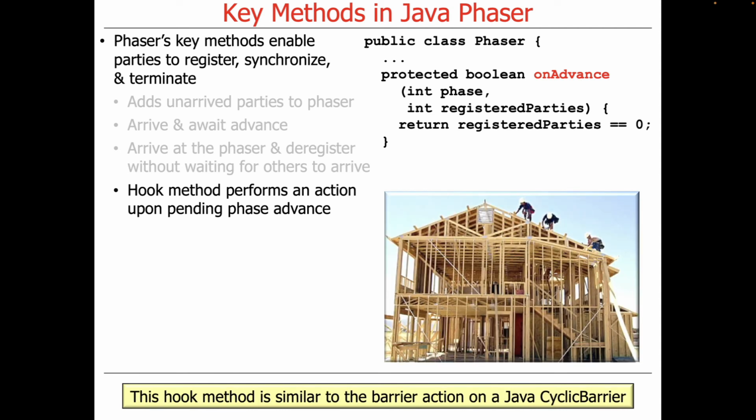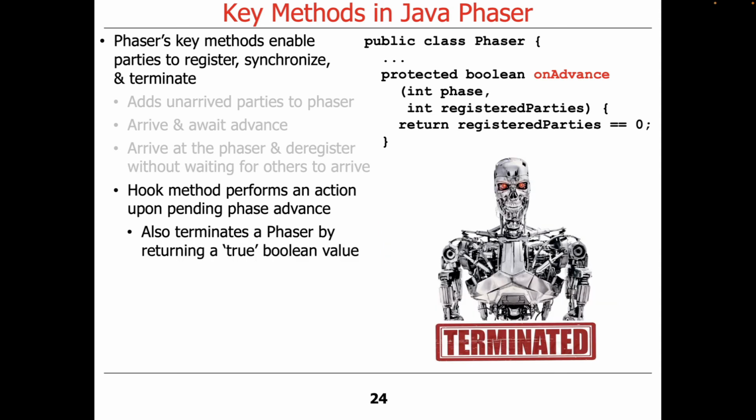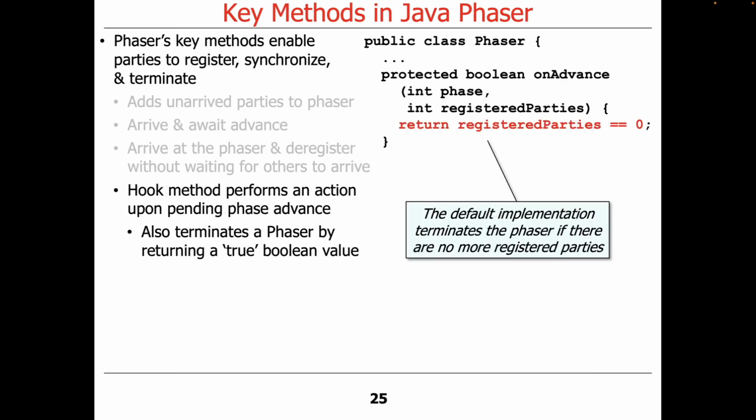This method is very similar to the barrier action on a Java CyclicBarrier, with one important difference in that it can be used to terminate any further processing of the phaser. And it does this based on what it returns. So if it returns a value that's true, that is used by the phaser implementation to shut the phaser down, to terminate it. If it returns false, the phaser will continue on.